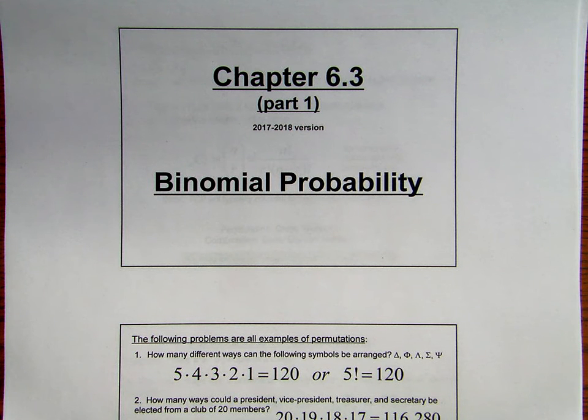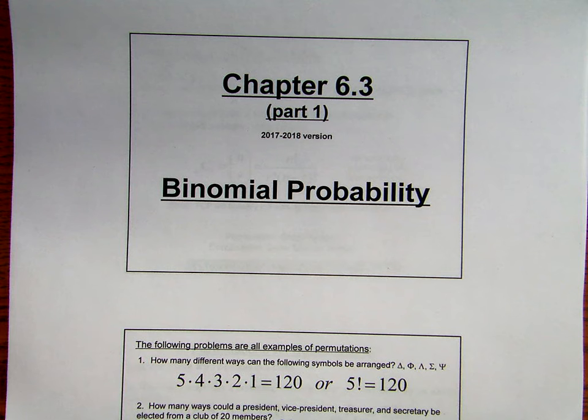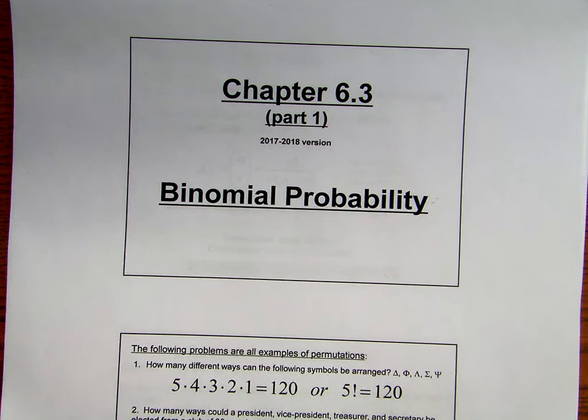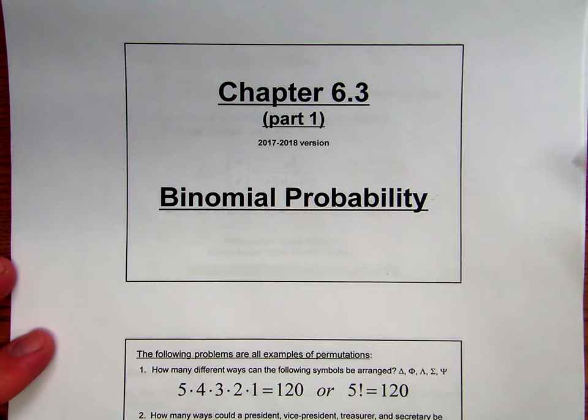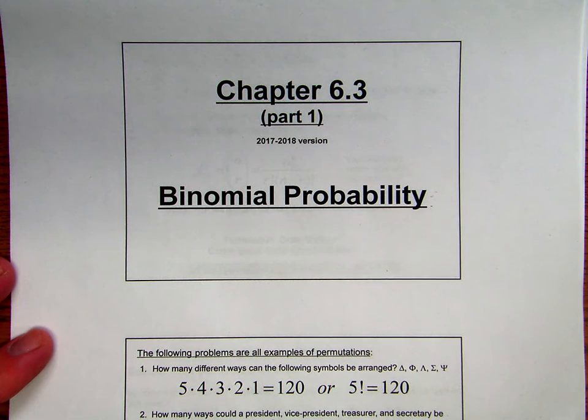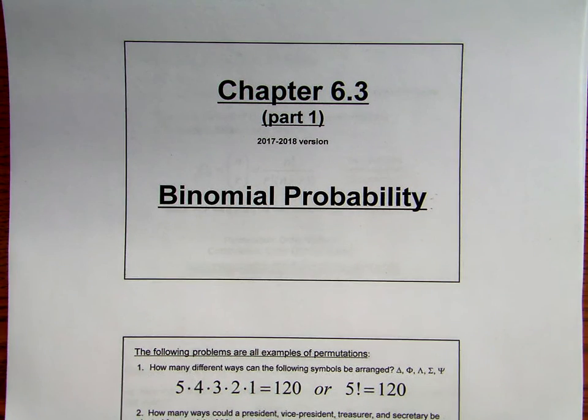All right, today is day one of section 6.3. There are two types of probabilities in section 6.3. We're going to be doing binomial first. Before we can actually dive into the binomial probability stuff, there's some background stuff that the book assumes you know that we need to address before we can specifically get to binomial probability.